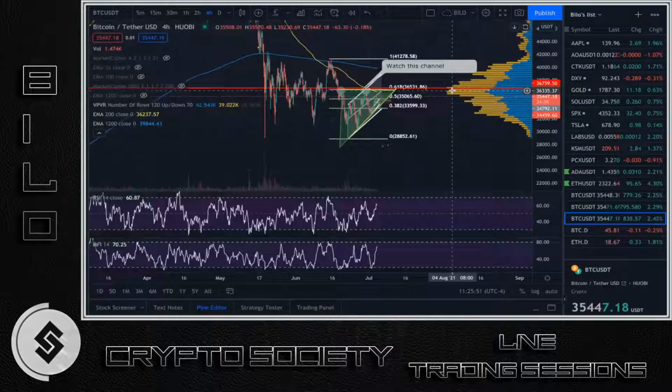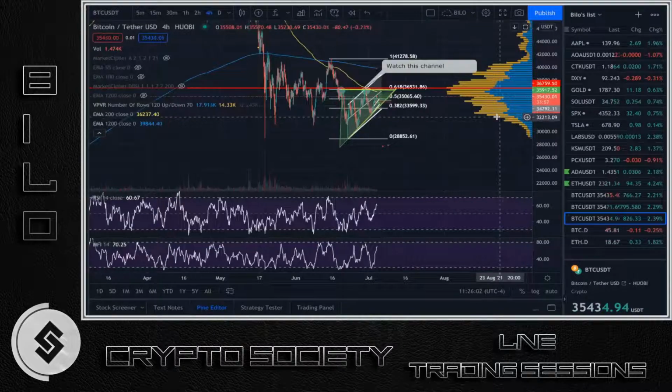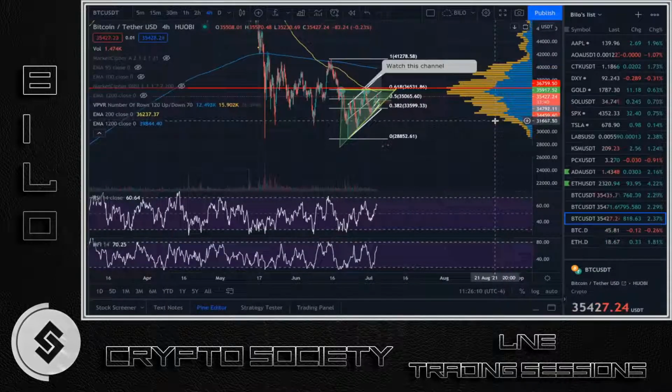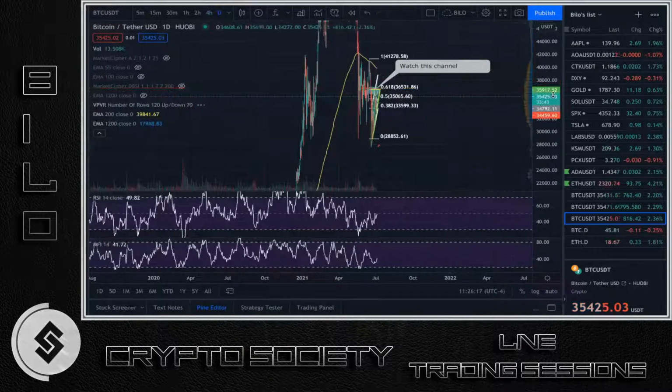So what are our two targets right now? What are we looking to achieve? We're looking to get above 200 EMA on the 4-hour, which is 36,237 at this moment. And then we're looking to get above the 200 EMA on the daily, which is the 1200 EMA on the 4-hour chart, which is currently sitting at 39,844. But why is 42,000 still important? It is still important, and it has nothing to do with EMA.